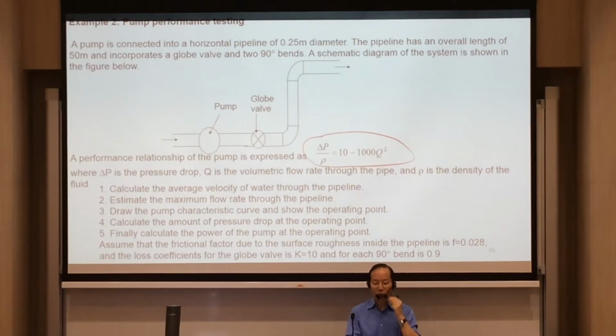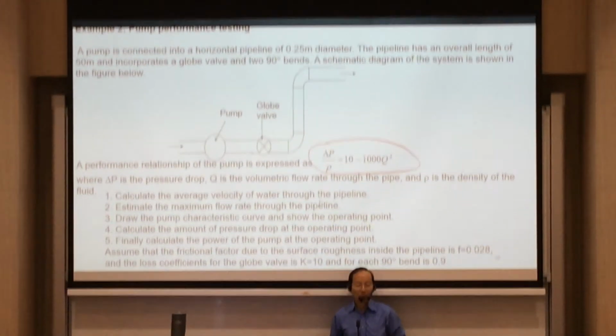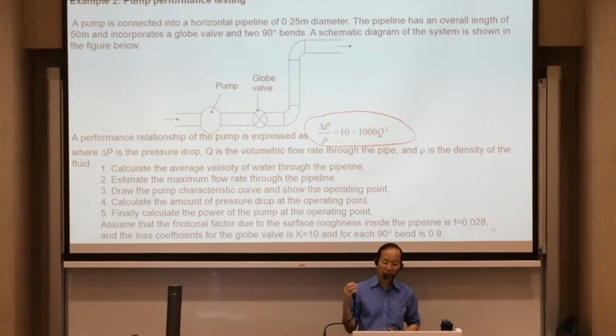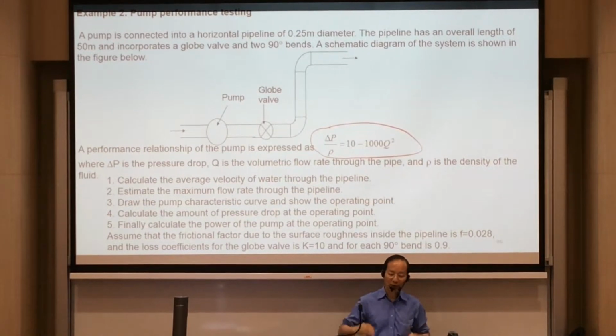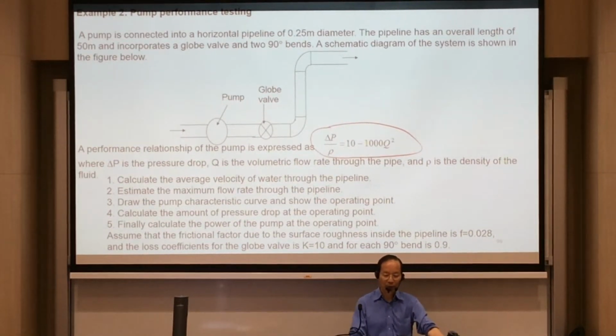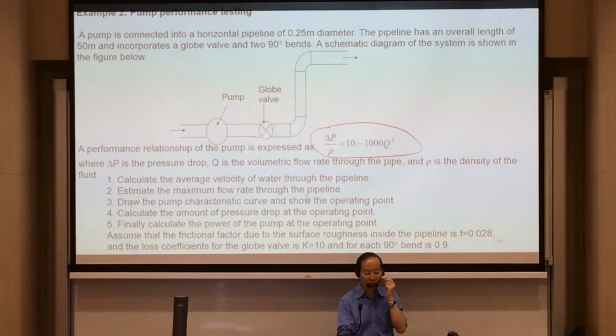Okay, first, we have to calculate the average velocity of water through the pipeline. So for average velocity, you must have Q, you must have a cross-sectional area. Next, estimate the maximum flow rate through the pipe. Okay, maximum flow rate through the pipe. Remember, keywords are very important.